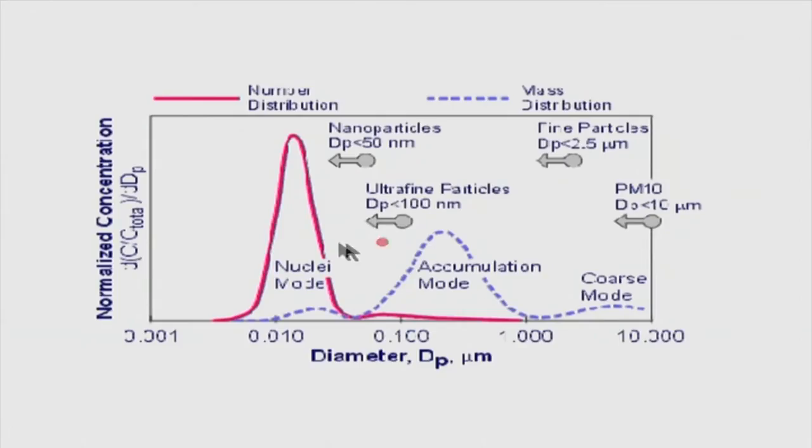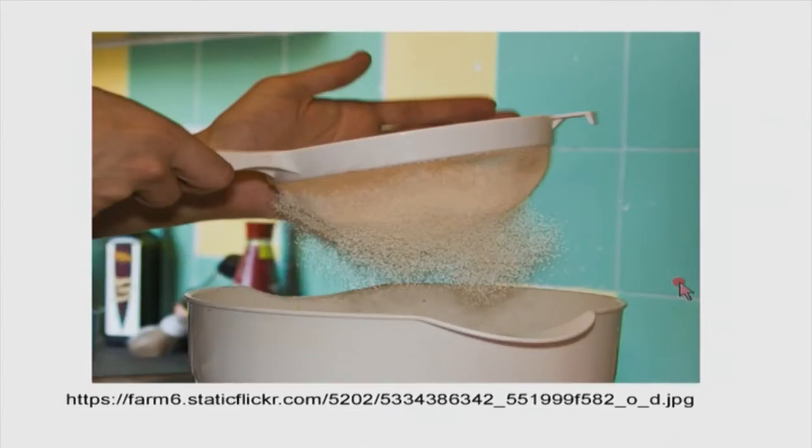So this is the graph that I shared with you last time. We said we are interested in different sizes because in ambient measurements there's a coarse mode, an accumulation mode, and a nucleation mode. Particles less than 10 micrometers are respirable. Anything less than 2.5 has more of a contribution from anthropogenic sources. So it's of interest to us to be able to get size distributions. This is my association of sizing.